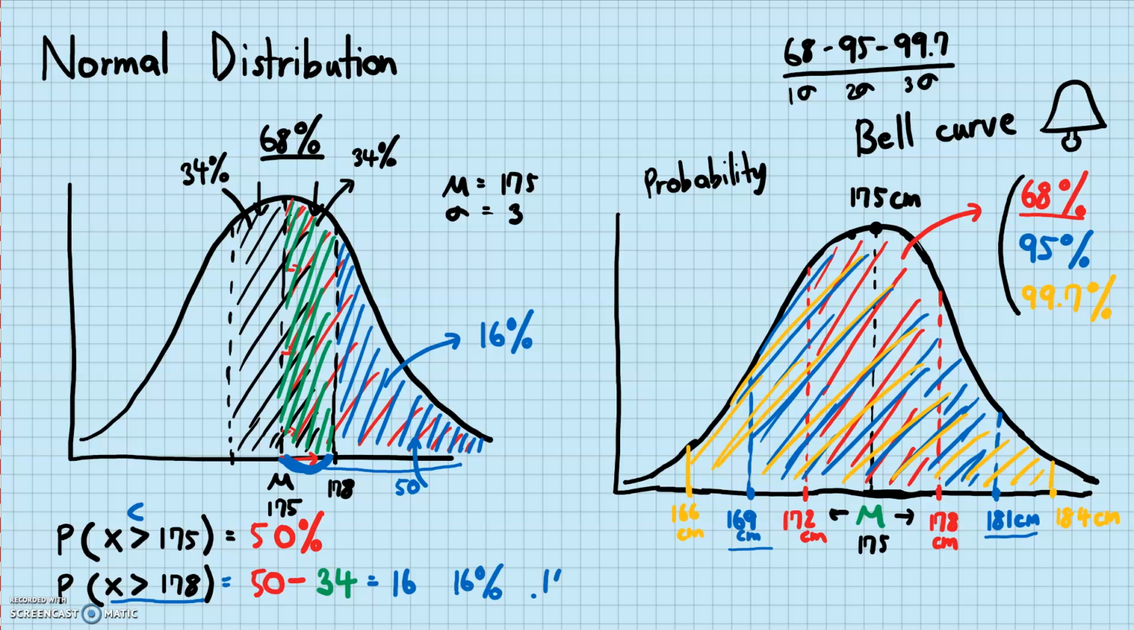16% or 0.16. Okay, so using this fact, using that within one standard deviation is 68%, within two standard deviations is 95%, within three standard deviations it's 99.7%. You can actually find some areas in between these sections here. And that's how you can also calculate their probabilities.